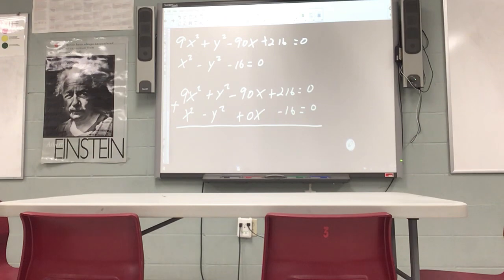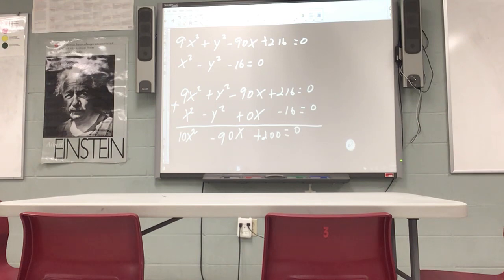A lot simpler. Alright, so we got 9x squared plus 1x squared, that gets us 10x squared. Here was our whole point in all this, y squared plus negative y squared, that's nothing, he's gone. Negative 90x plus 0x is negative 90x. 216 plus negative 16 is 200.